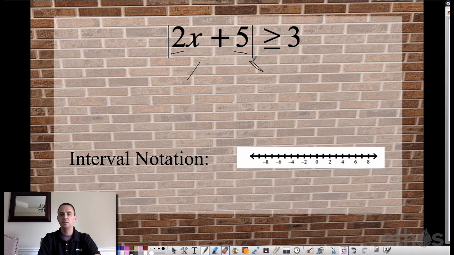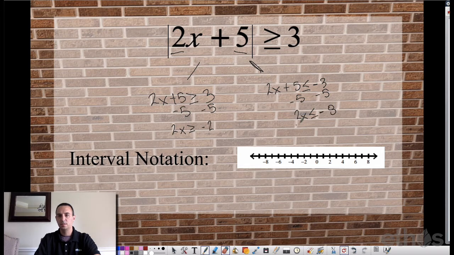All right, so create the two cases. 2x plus 5 is greater than or equal to 3, and 2x plus 5 is less than or equal to negative 3. We'll solve both. We'll subtract 5. So 2x is greater than or equal to negative 2, and over here, 2x is less than or equal to negative 8. Divide everything by 2, leaving x is greater than or equal to negative 1, and over here x is less than or equal to negative 4.